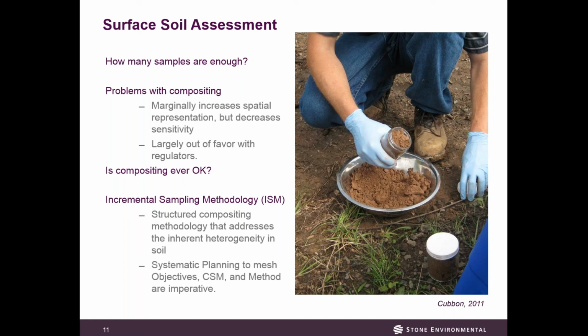And you need to have buy-in from both the user of the data, not just us, but the client, the regulator, and everybody else. You need to have buy-in from the beginning on how to set up these decision units, what the data mean, how they're going to be used, etc.